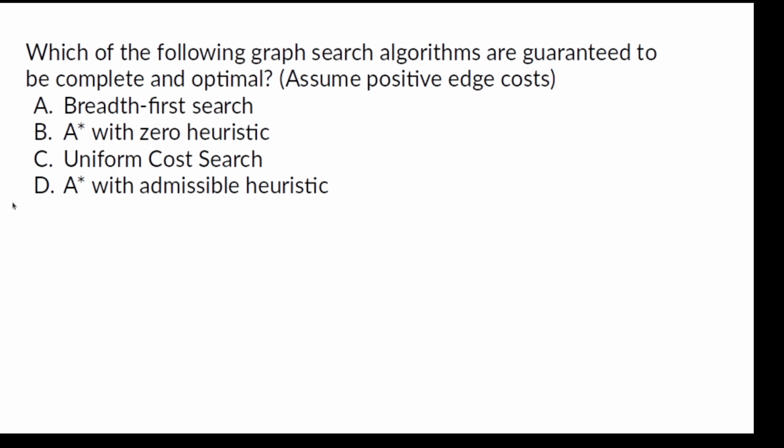Third option is uniform cost search. We discussed already about uniform cost search, right? Then A star with admissible heuristic. I'll run A star, but with what? Admissible heuristic. Admissible heuristic means a heuristic which is always optimistic, meaning whatever value it gives is always less than or equal to the optimal cost. So which one would be correct? These are the four algorithms. You say which one is always complete and optimal.